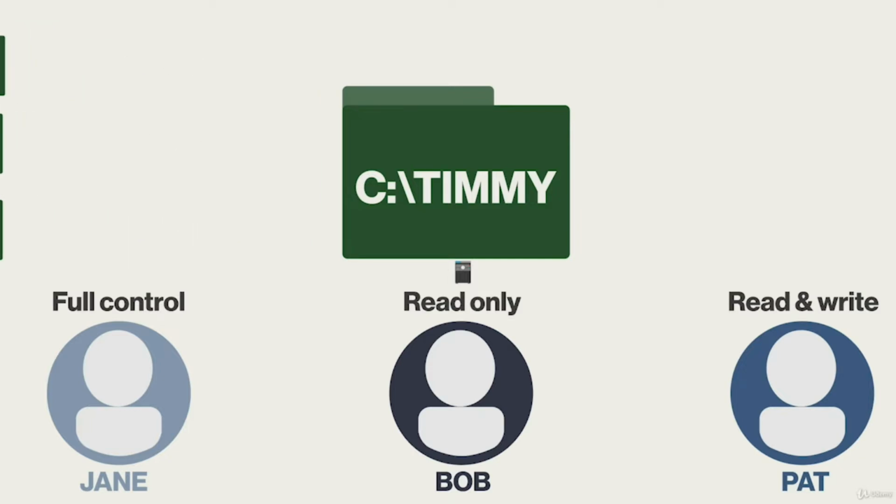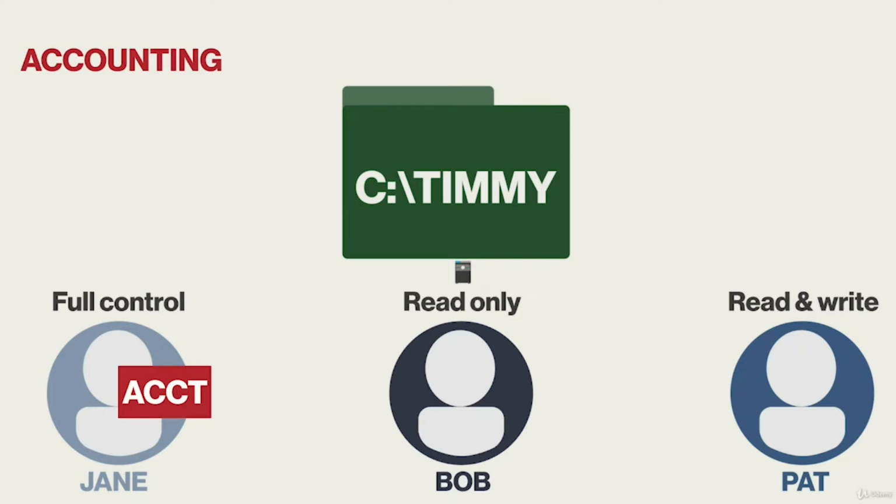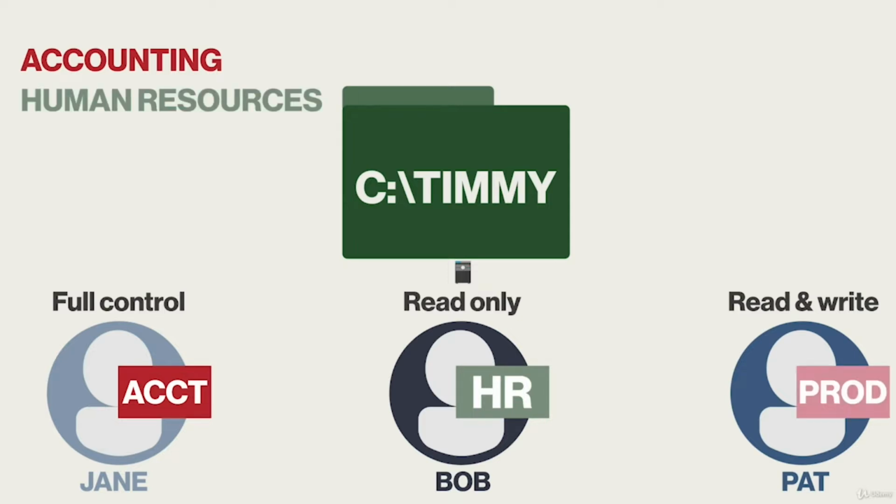Instead, what we're going to do is create something called a group, which I'm going to manifest as nothing but a name tag. So Jane is in the accounting department, so we're going to make a group called accounting and put her account into that group. Bob is a member of human resources, so we'll make a human resources group, and Pat is part of production, so he will get a production group.